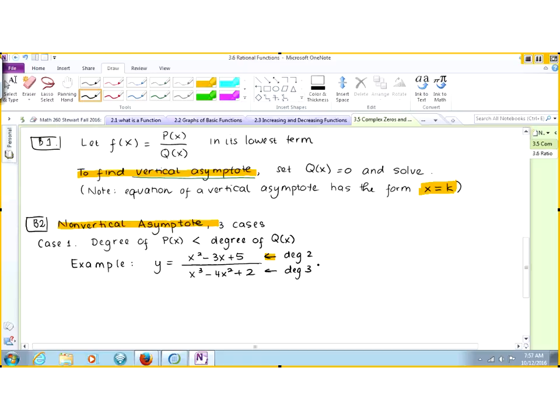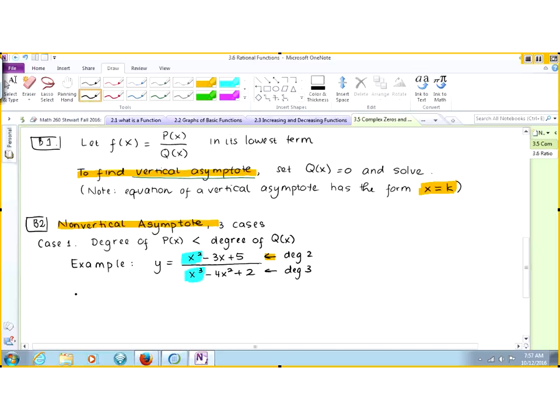Degree 3. Okay. So what you want to do, this is also something you're going to do in calculus later on. What is the limit as x goes to infinity? So what you want to do is only the leading terms count. When we're talking about asymptotes, only the leading term matters. So which one is the leading term? This is the leading term of the numerator. This is the leading term of the denominator.